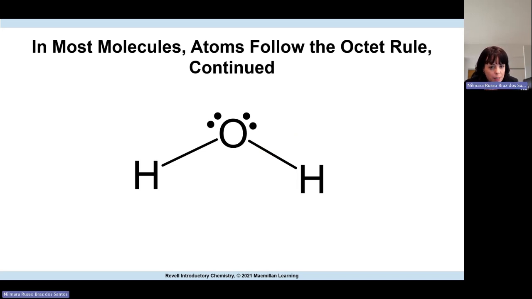Look at the water over here. Oxygen has 2, 4, 6, 8, and the hydrogen has 2 on each side. So they are happy and stable.